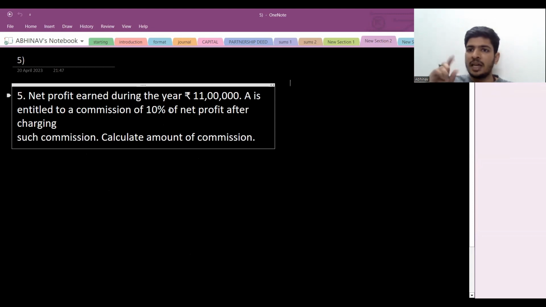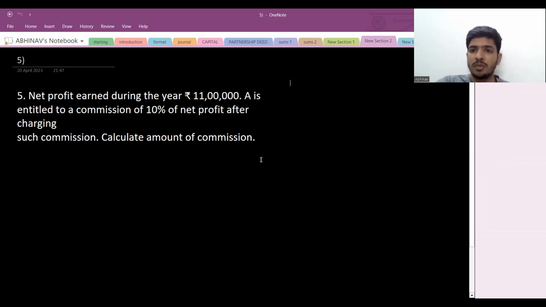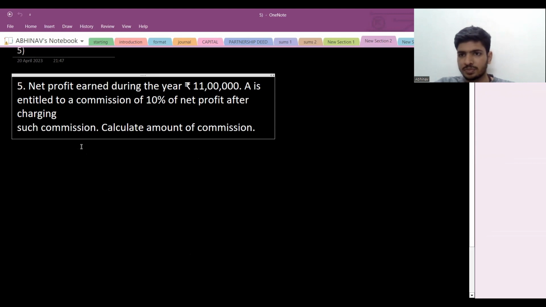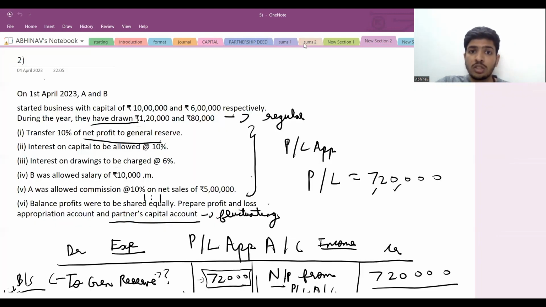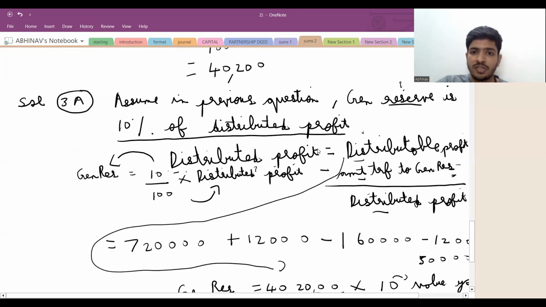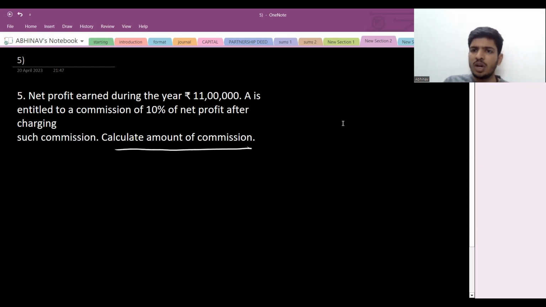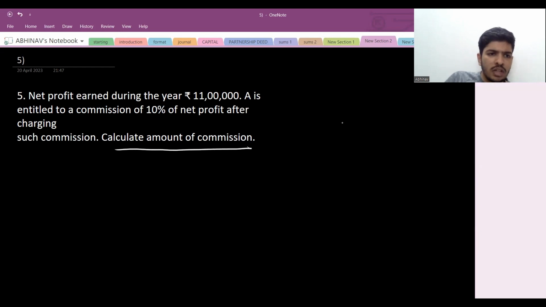Here the main concept, the main test comes. I'm solving all relevant questions together so that sequential revision takes place when you are revising before the exams. Net profit during the year is 11 lakh, A is entitled to a commission of 10% of net profit after charging such commission. I'll explain the core concept of this while doing this sum, question number 3A itself. What is after charging and all? I'll explain it another time, don't worry. Now again, they're just telling you to calculate the amount of commission, P&L appropriation account is not required because that is easy, you already learned. We'll do a lot more sums also. Now, how do you calculate commission?